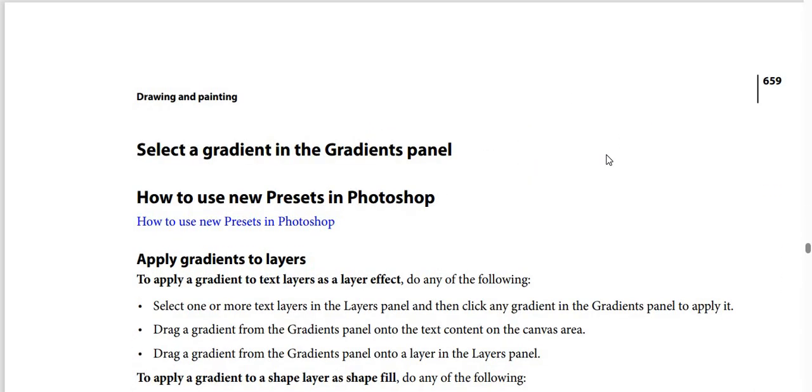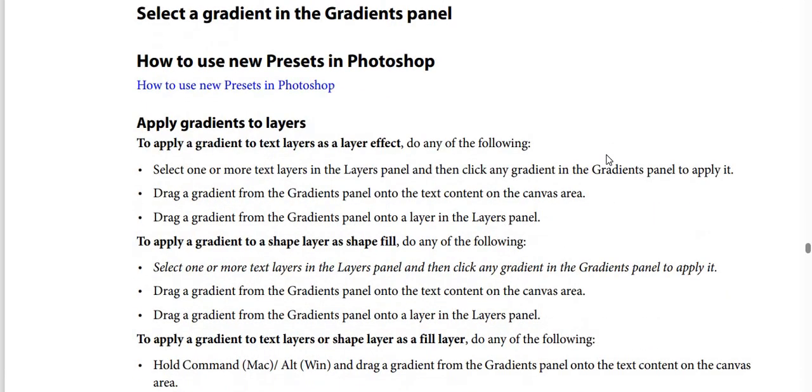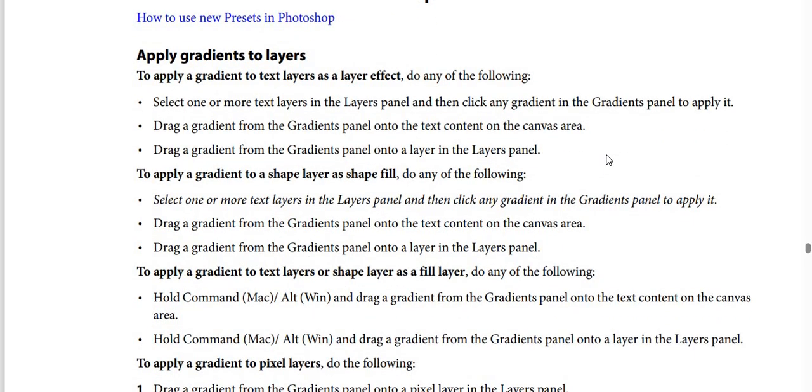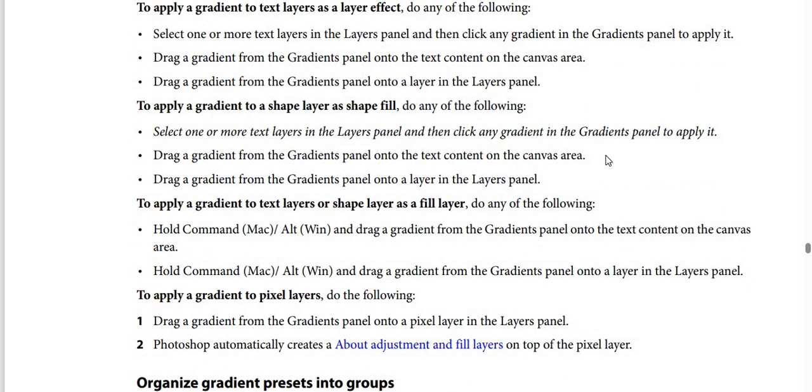How to select a gradient in the gradient panel, and how to use new presets in Photoshop. You can apply gradients to layers. To apply a gradient to text layers as a layer effect, do any of the following. Select one or more text layers in the layers panel, and then click any gradient in the gradients panel to apply it. Or drag a gradient from the gradient panel onto the text content on the canvas area. Or drag a gradient from the gradient panel onto a layer in the layers panel.